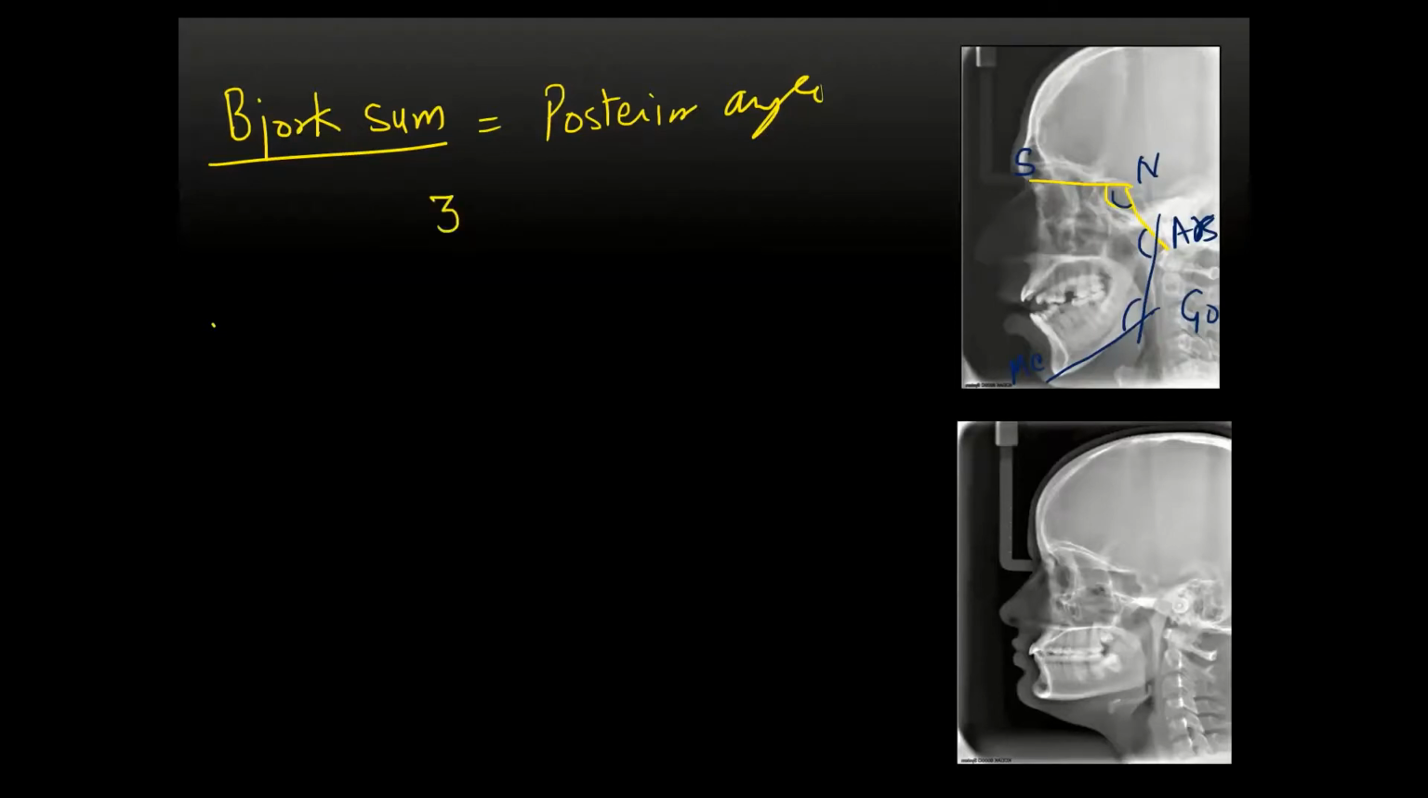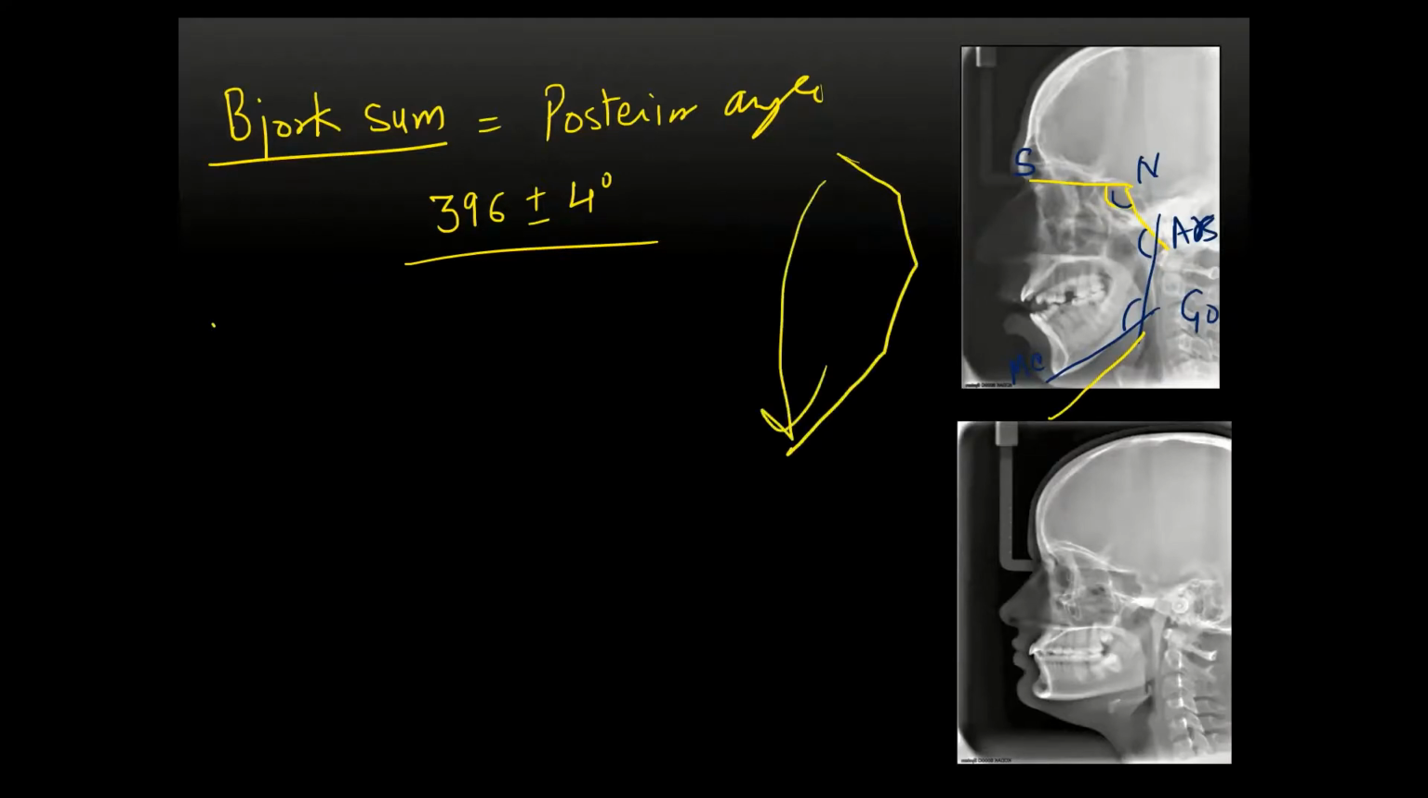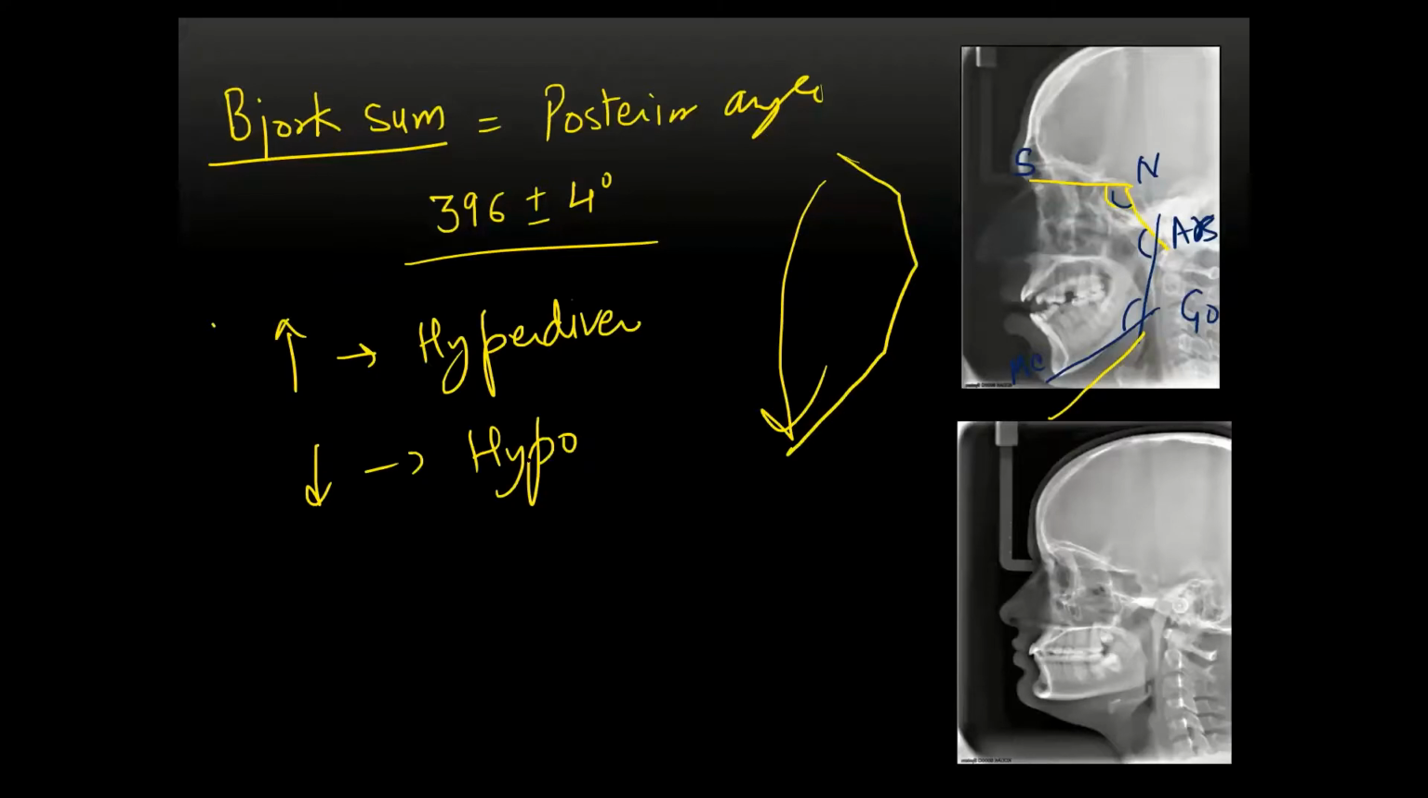The value is usually 396 plus or minus 4 degrees. Okay. So what if the Bjork sum increases? Bjork sum will increase when these angles are further apart like this. So this is a hyperdivergent growth pattern. This sum is going to decrease in hypodivergent growth pattern. It increases in hyperdivergent and decreases in hypodivergent. Okay, Bjork sum. Similarly the gonial angle increases in hyperdivergent and decreases in hypodivergent.